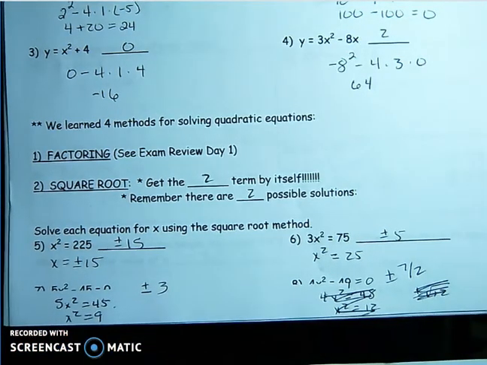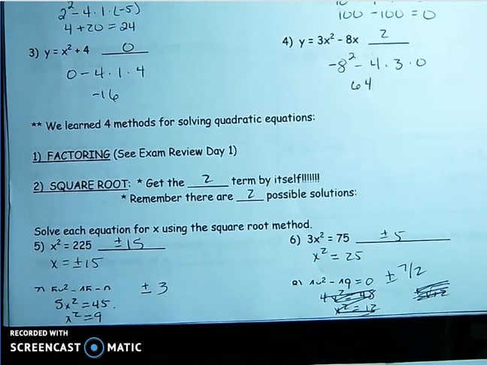In 7, we get plus or minus 3, and in 8, you get 7 over 2, plus or minus 7 halves. If you have any questions on 5 through 8, now's the time to ask Miss Lewis.